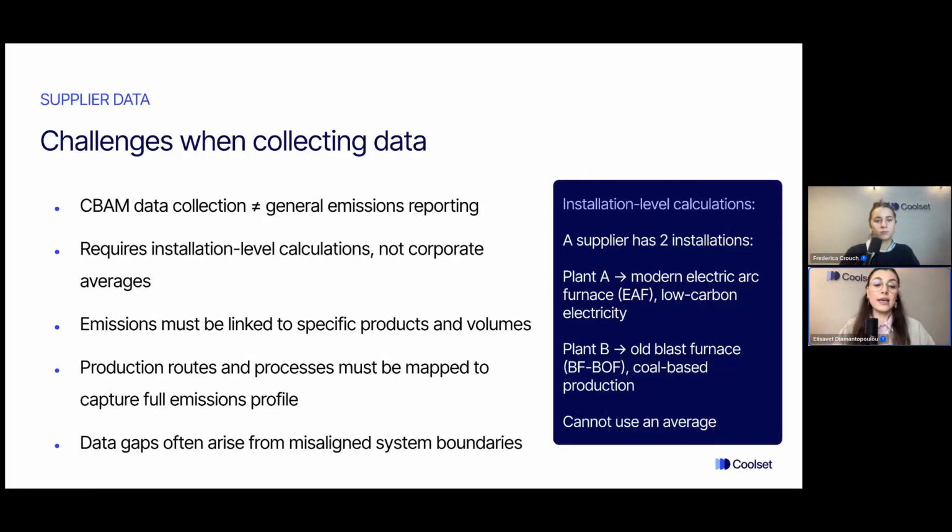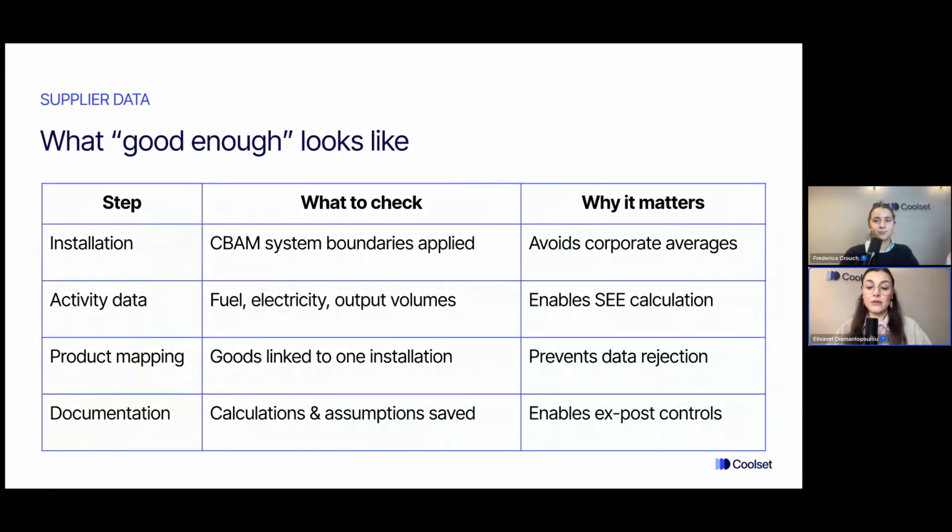And that's why it's very, very important to have everything in place and to understand the system boundaries for this. Of course, at the beginning, this will be very vague, but as we move on, it's good to know what good enough will look like as you mature in this reporting process. First of all, you need to confirm that the system boundaries are correctly applied. This will help you have very clear data and you can understand where they are coming from.